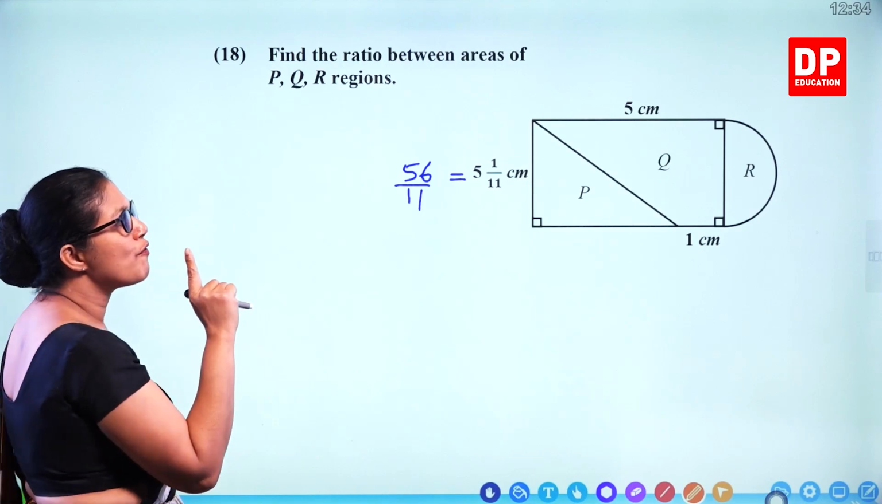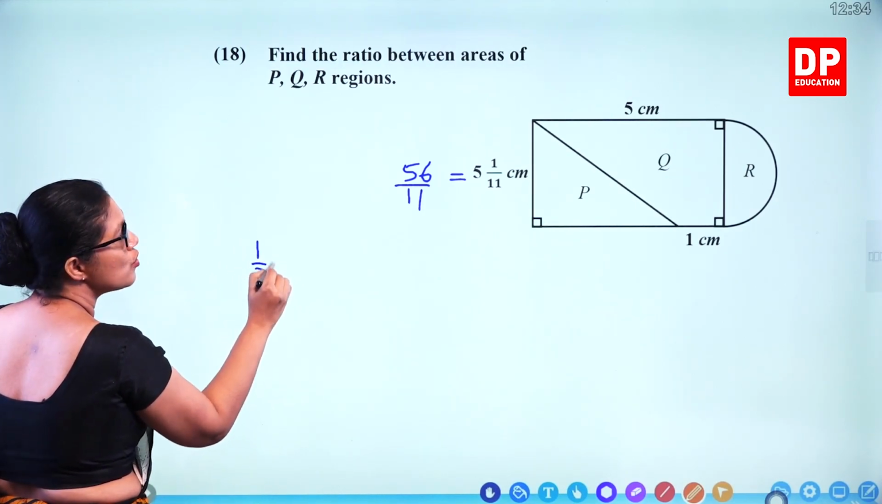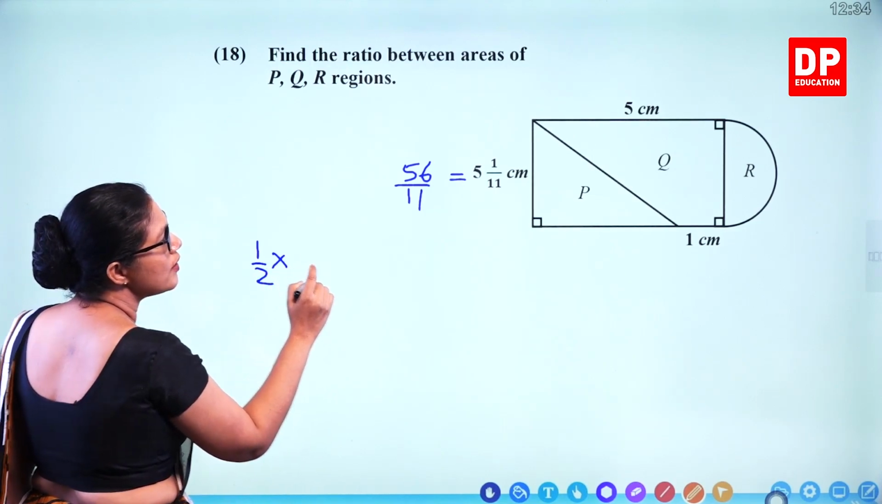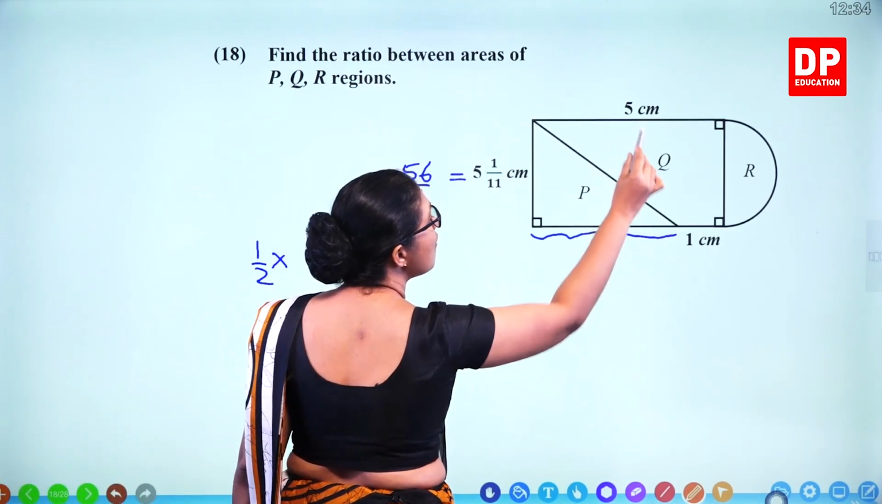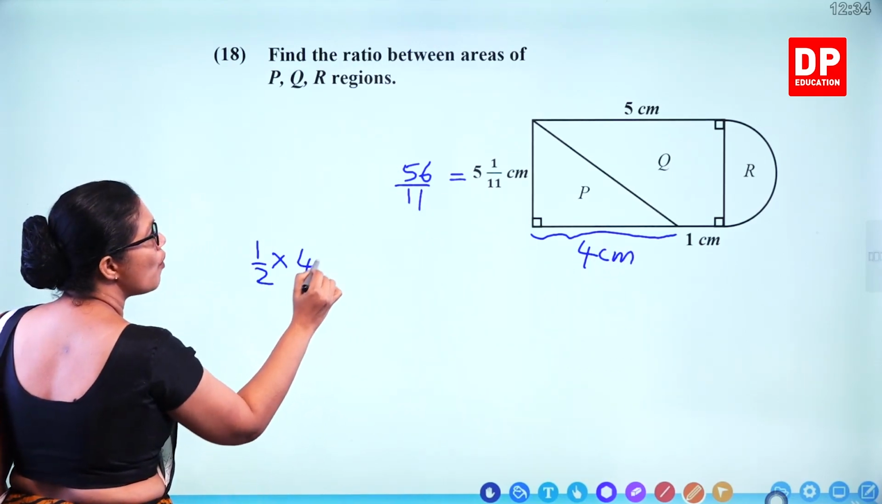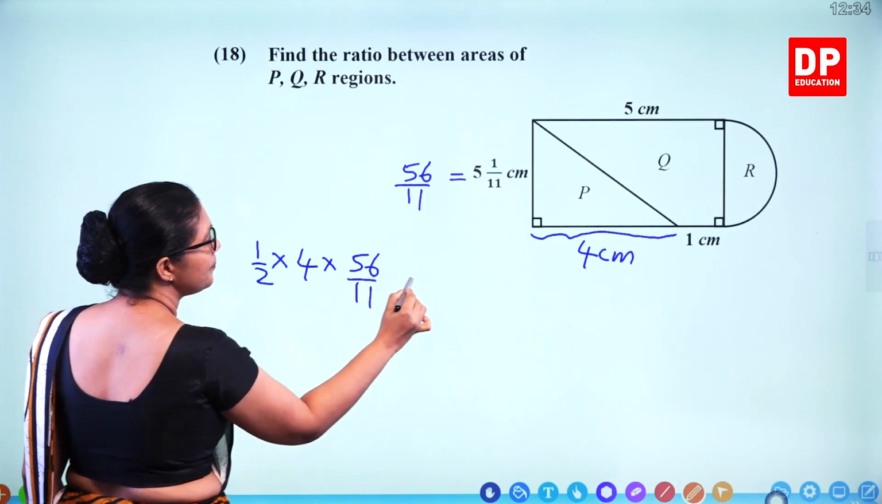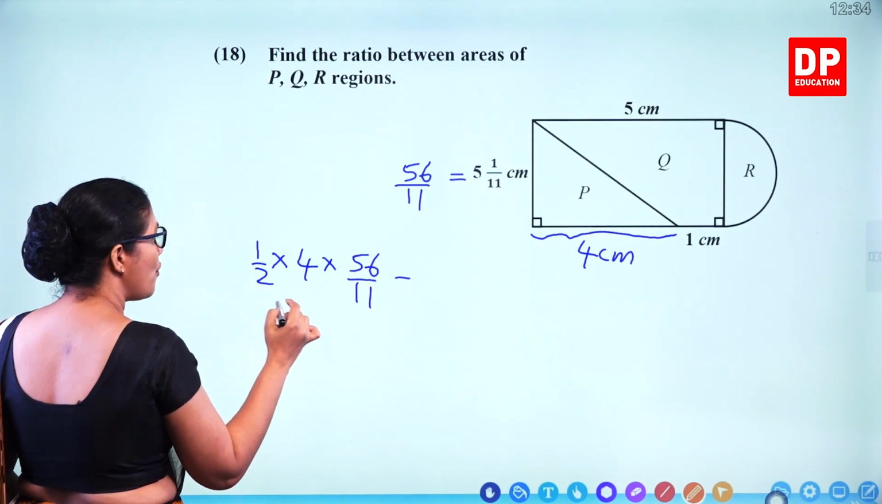So what's the area of triangle P? Half into length into this one. So what is this one? 5 minus 1, 4 centimeters. So base you can write 4. Perpendicular height is 56 over 11. Then ratio we are taking.